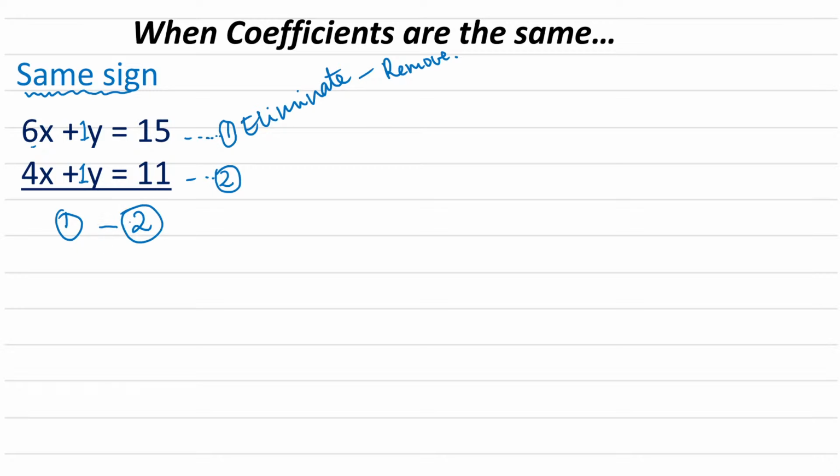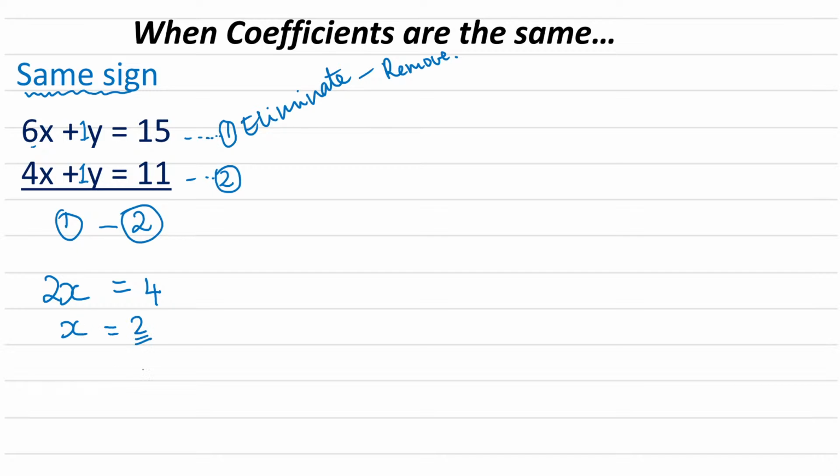So I'm now solving simultaneously. I do 6x take away 4x. That will give me 2x. 1y take away 1y is 0, it's gone. So I have removed it. I have eliminated it. Then I have my equal sign. 15 take away 11, that's just 4. And now to get the x, I need to divide by 2 both sides. So x is equal to 2.